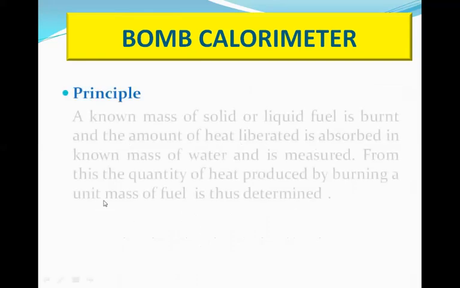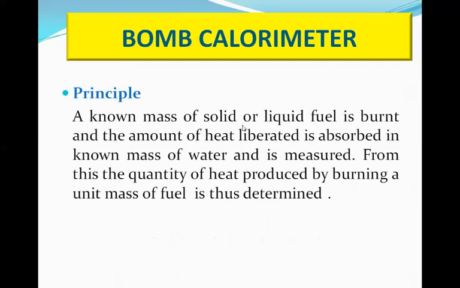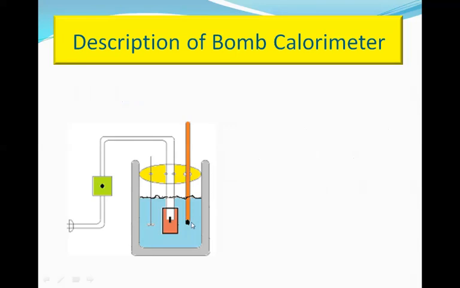So it can be summarized as, a known mass of the solid or liquid fuel is burnt, and the amount of heat liberated is absorbed by a known mass of water and is measured. From this, the quantity of heat produced by burning a unit mass of fuel is determined. Heat gained is equal to heat lost. This basic principle is used in the bomb calorimeter. The heat gained by water is equal to the heat lost by the burning fuel.